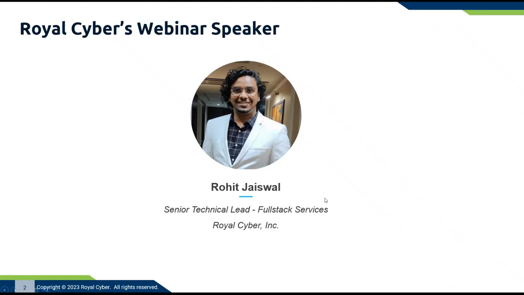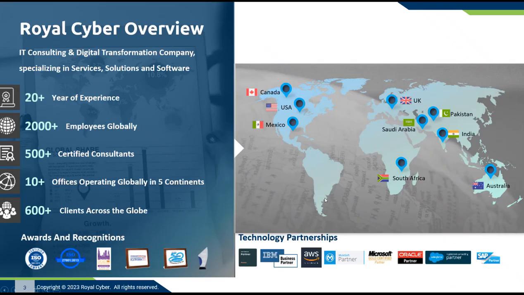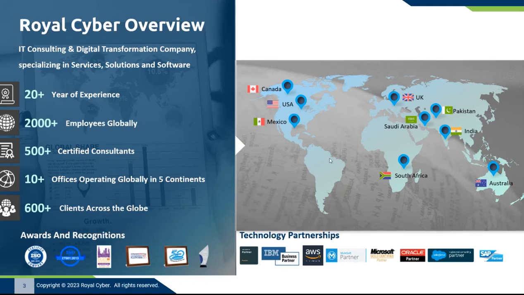And a little bit about us. Royal Cyber is an IT consulting digital transformation company. We are specialized in service, solution, and software. We have over 600 clients across the globe, and we have our offices in Canada, US, Mexico, Saudi, Pakistan, India, etc. We have our technology partners like IBM, MuleSoft, Microsoft, Oracle, and so on.